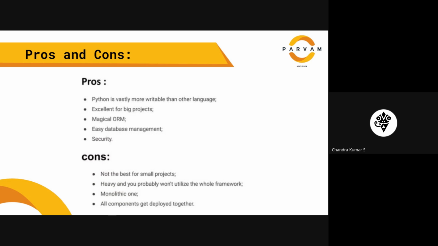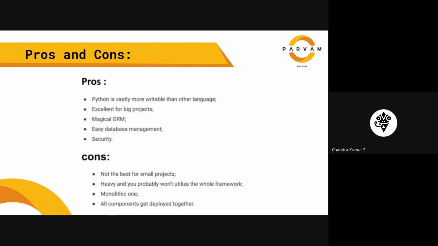We need to make use of that, and it is easier and also more secure against SQL injection, a problem many applications are facing. It is easily trackable, and we can easily solve it by using ORM. So it gives easy database management and also more security compared to other languages.